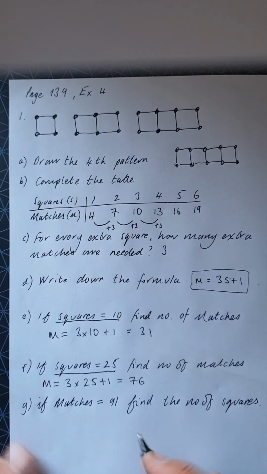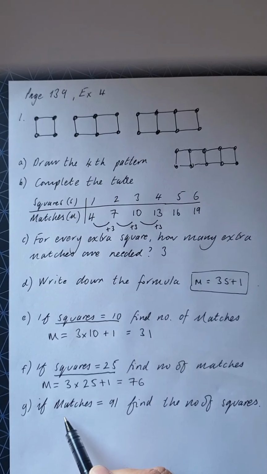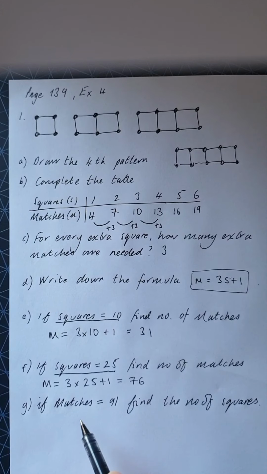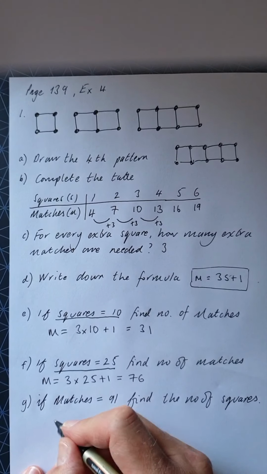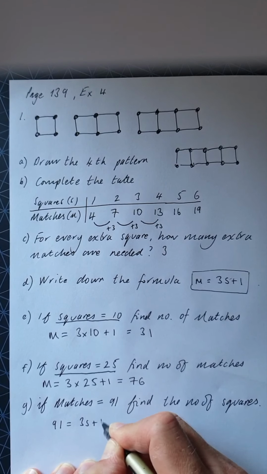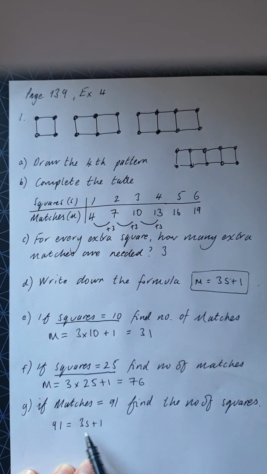The next one changes slightly. The common mistake is to put 91 in for S, but it's not telling you how many squares you've got here. It's telling you how many matches you've got. So you're not going to replace S with 91, you're going to replace M with 91. So we're going to have 91 equals 3S plus 1. Try not to make that mistake of just always substituting into the right hand side of the equal sign. You can substitute on both sides. Okay, so if we know that M is 91 and we want to find S, we just solve this.